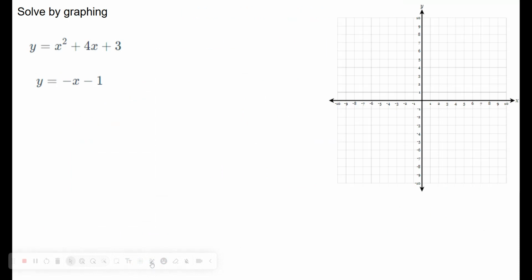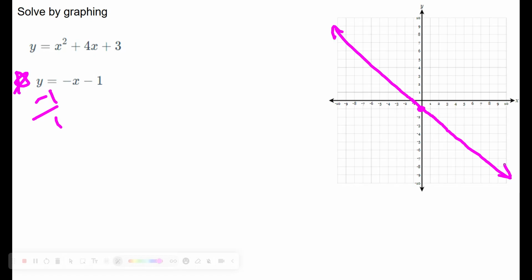I think that for my own sake, I'm going to start with my linear one here, because that should be pretty easy. My y-intercept is at -1. That's when x equals 0. 0 minus 1 is -1. And my slope is -1 over 1. So I'm going to go downward here. Let's see if I can do this. That looks okay. Something like that. But my quadratic isn't going to be as easy to solve, but we should know how to do that.